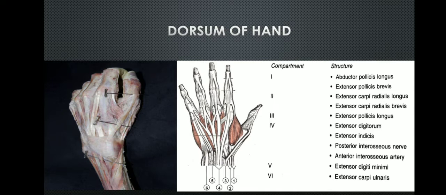And moving to the third compartment, it consists of a single muscle, that is the extensor pollicis longus muscle. This is the extensor pollicis longus muscle that you could see in the cadaveric image. And the fourth compartment consists of the extensor digitorum, which gives out branches, as you could see in this image and also in the cadaveric image. This is the extensor digitorum muscle, and it gives out the extensor indicis muscle, and also there lie the posterior interosseous nerve and the anterior interosseous artery beneath the extensor digitorum and the extensor indicis muscles.